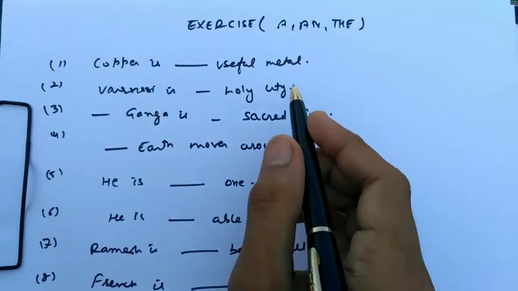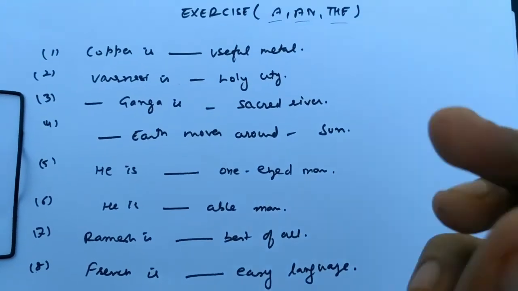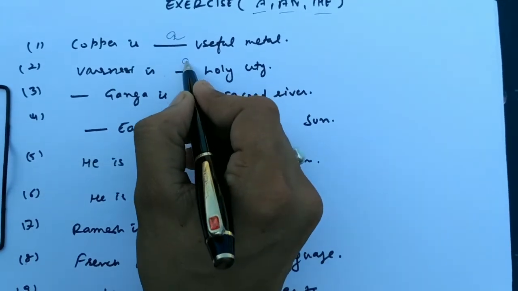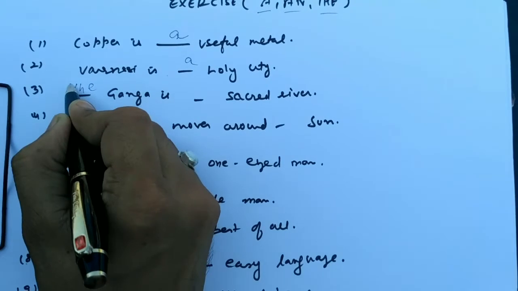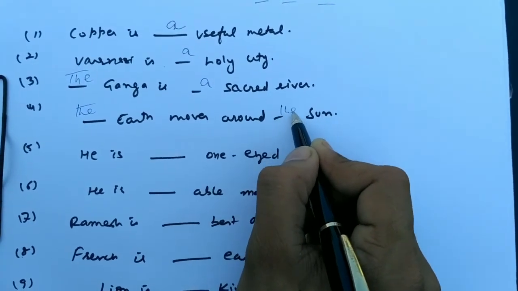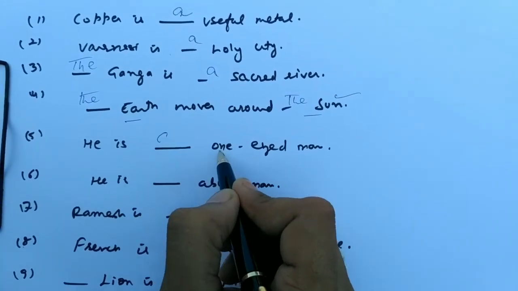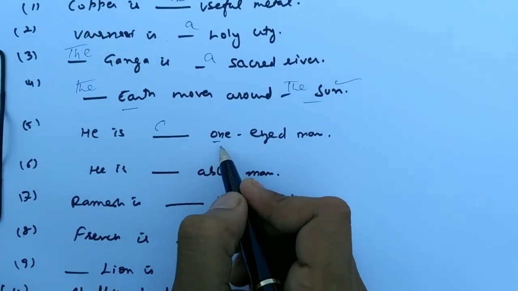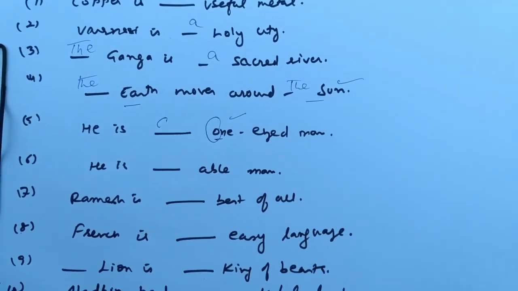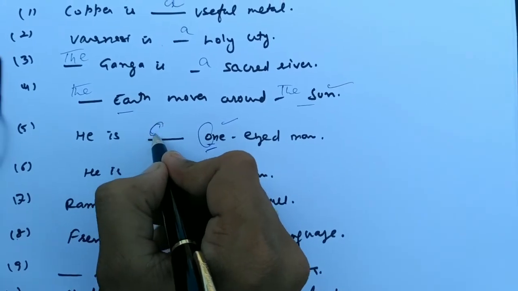In the last I have an exercise for you on the use of a and the. Copper is a useful metal. Varanasi is a holy city. The Ganga is a sacred river. The earth moves around the sun. Both are natural things. He is one-eyed. One begins with O, a vowel, but sounds like W, so an cannot be used here. And he is a one-eyed person.